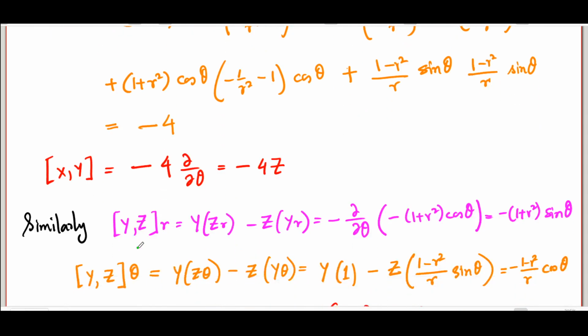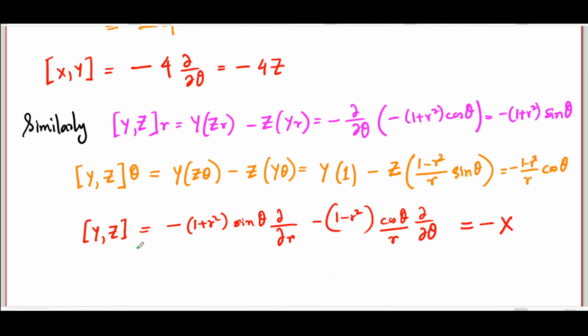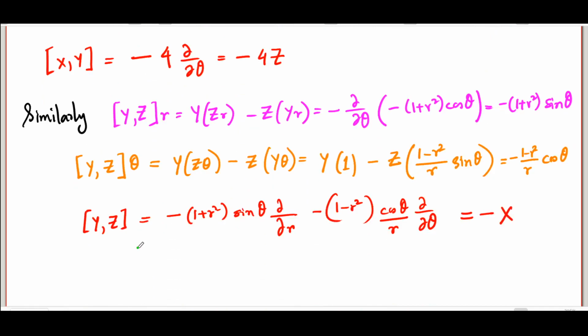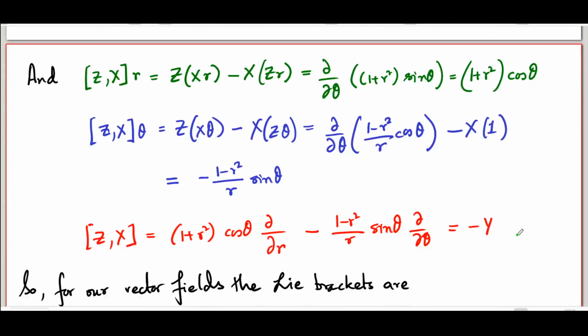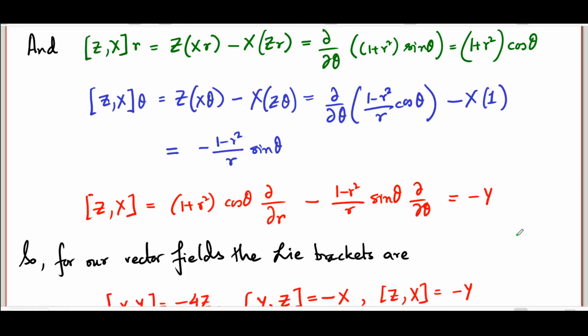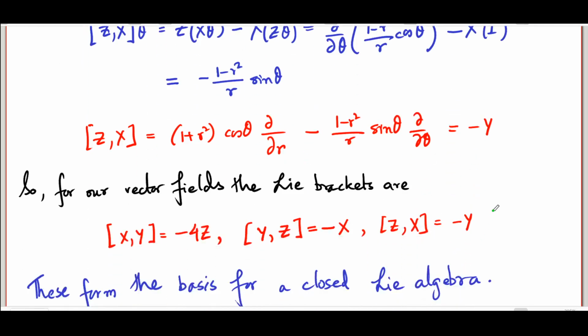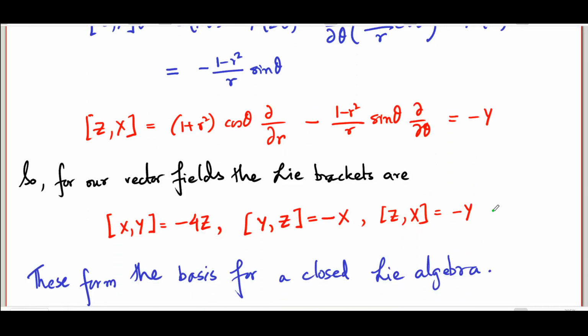Now, what about yz? I'm not going to even talk about all the steps, but yz's Lie bracket will come out with minus x. And zx's Lie bracket, the third independent Lie bracket you will have, works out with minus y. So let's leave this as an exercise for all of you.